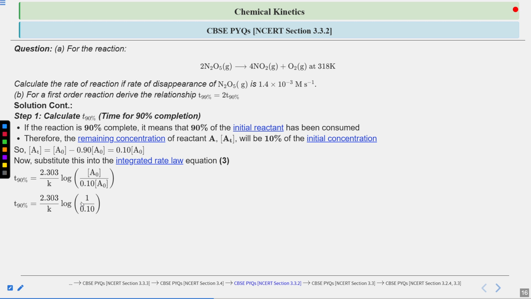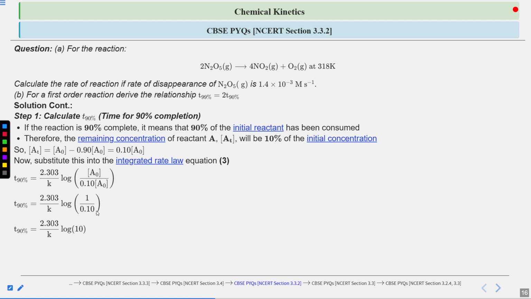Now how can you write this 1 upon 0.10? 10 to the power minus 1, right? So t 90% is going to be equal to 2.303 divided by K log of 10. So basically we simply remove the decimal in the denominator, or you can also write it as 10 to the power something and take it to the numerator to make the power positive.